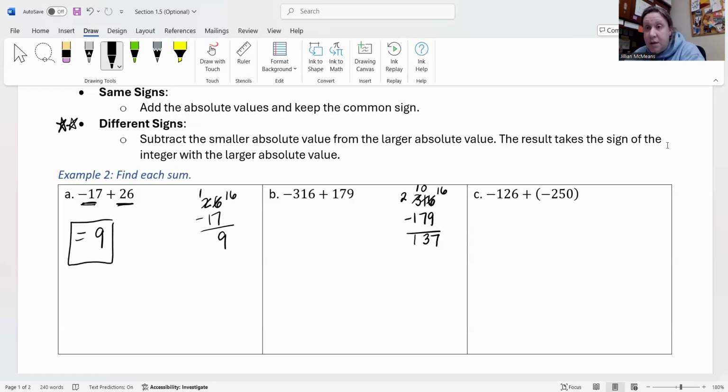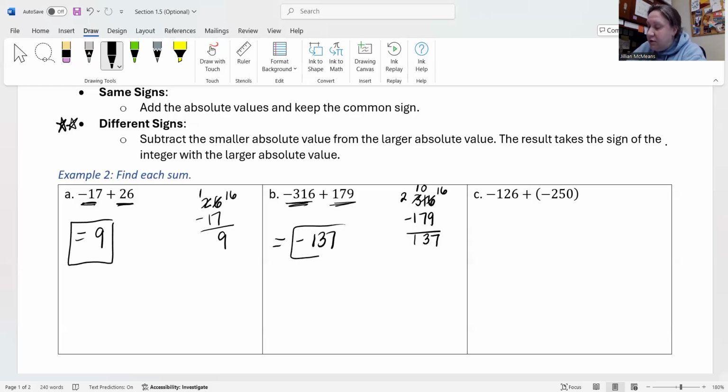But the question is, am I dealing with positive 137 or negative 137? So I go back to my original numbers. Do I have more negative or do I have more positive? In this case, I have more negative. That means negative 316 had a larger absolute value than positive 179. So because I had more negative, my final answer is going to remain negative.